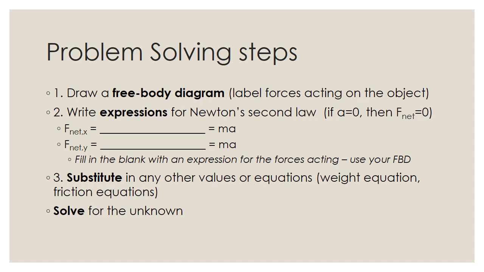First, it's important to remind you of the problem solving steps. First, we draw the free body diagram. We always label the forces acting on the object. Then we write the expressions for Newton's second law. These are what I call the F net equals ma expressions. We'll look at the x and the y direction separately so that we can get the full picture of what's going on. Once you have your F net equals ma expression, it's always filled in here on this blank based on what you had in your free body diagram.